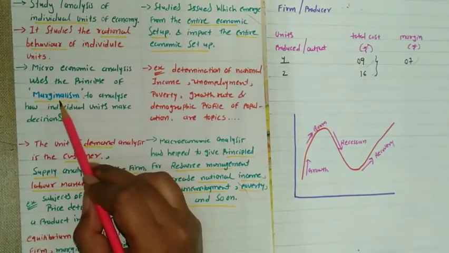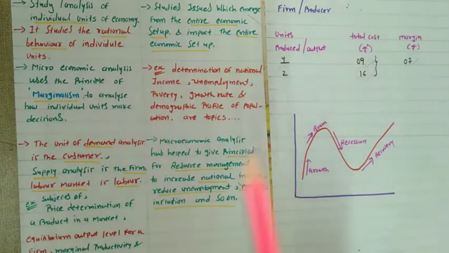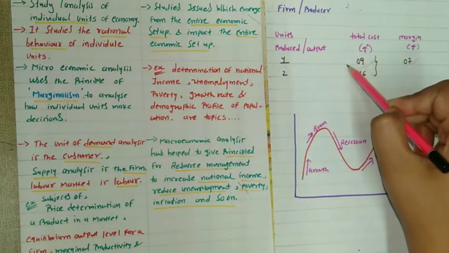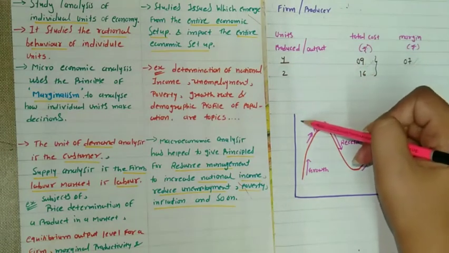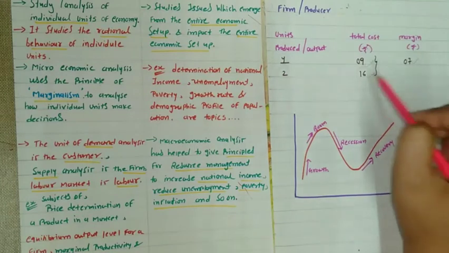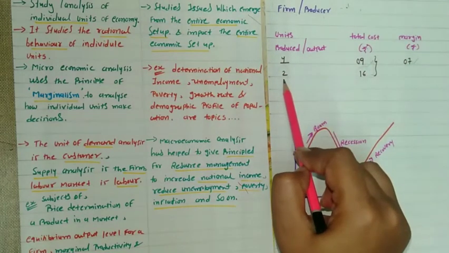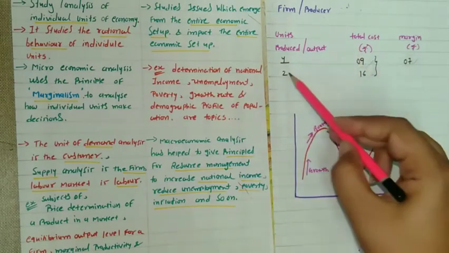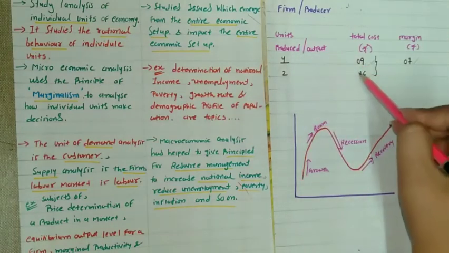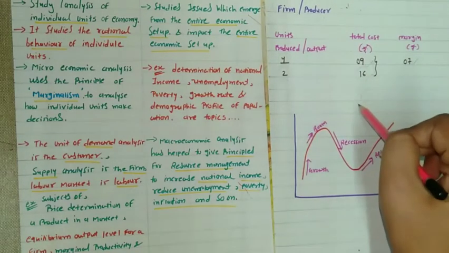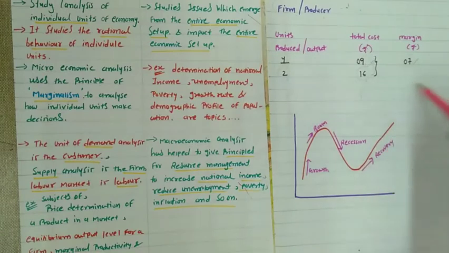I hope this point is clear now. For an individual unit, microeconomic analysis uses the principle of marginalism. By this bifurcation we can know how much the cost will be. For example, for 2 candies we need 16 rupees. Now let's take 5 candies. By this we can count the margin.